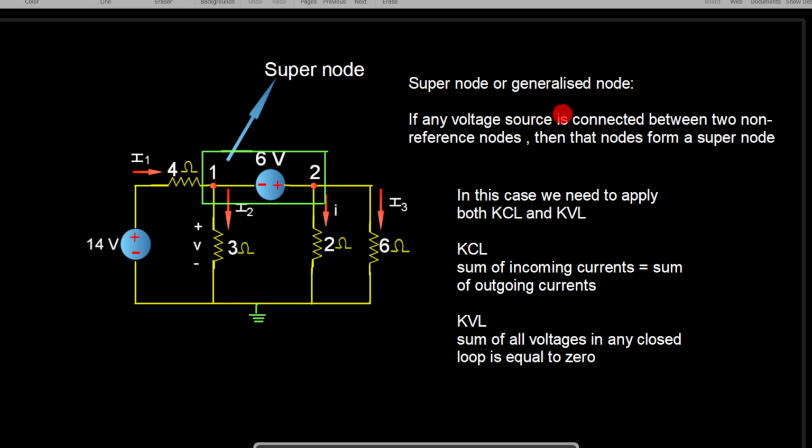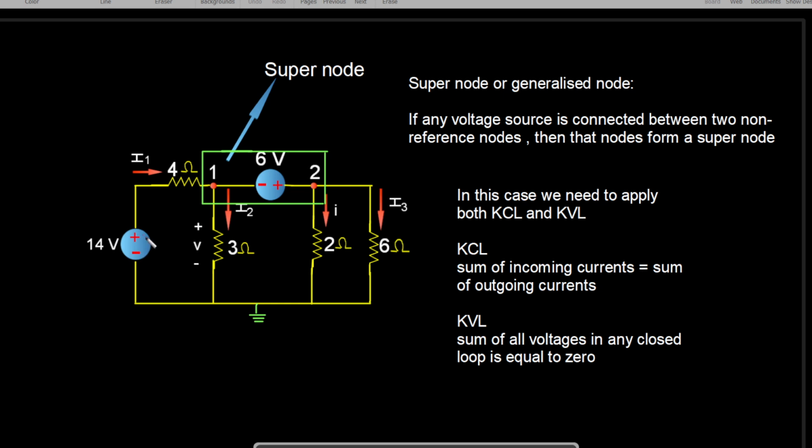That concept is called the super node or generalized node. What is the definition given for this? If any voltage source is connected between two non-reference nodes, then those nodes form a super node. So here, already given in the problem are node number 1 and 2, but it comprises a voltage source which is connected between non-reference nodes.